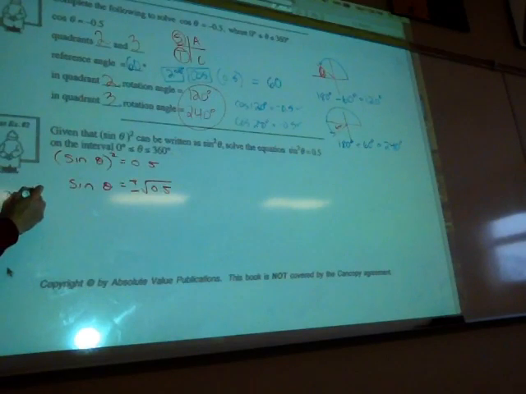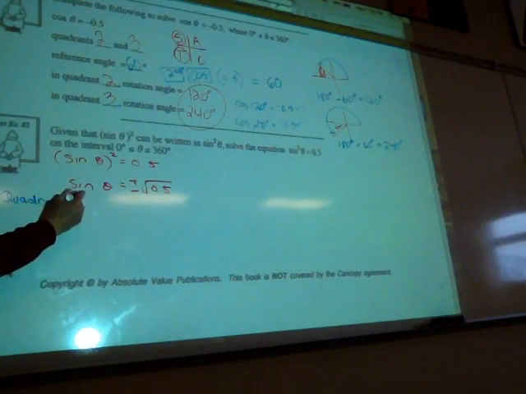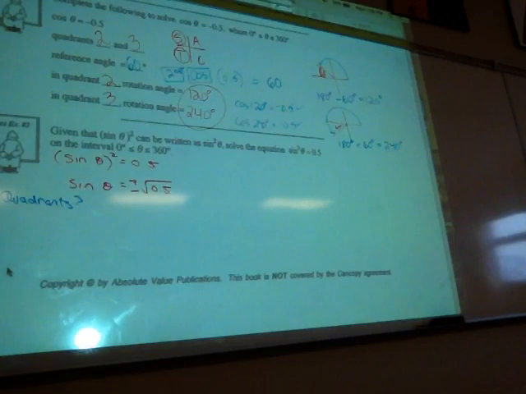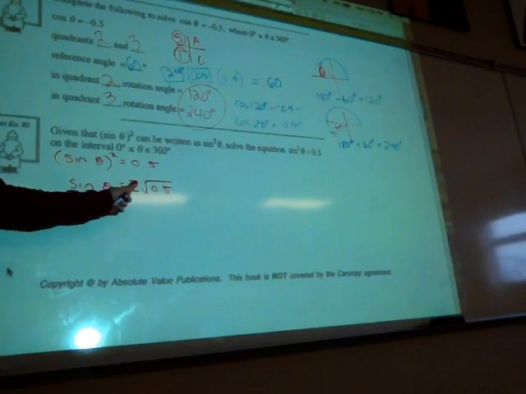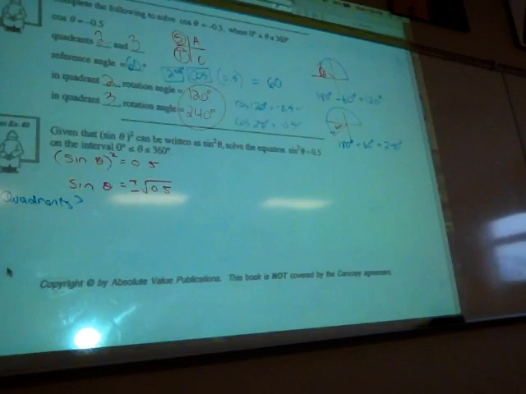Step 1 is to figure out what quadrants our solution will be in. Sine has a ratio of positive and negative square root 0.5. So if we do the CAPS rule, sine is positive in these two quadrants, but sine is negative in these two quadrants. So we're dealing with all four quadrants. Our solution will be in all four quadrants.